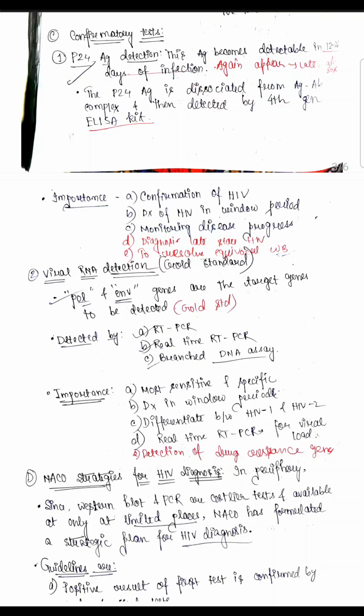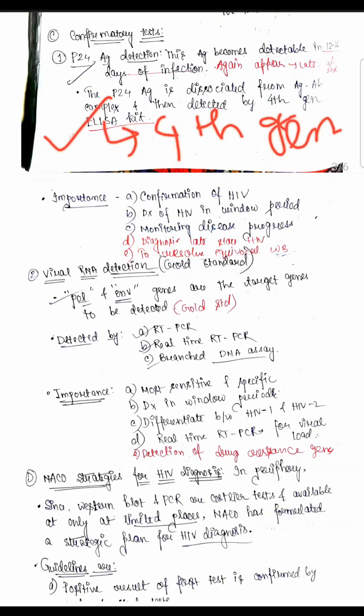Okay. Now how do we detect the P24 antigen? The P24 antigen is detected by the ELISA kit. We detect it through the ELISA kit. Which generation? The 4th generation ELISA kit. Okay. I think by now you have learned that it's by the 4th generation ELISA kit.